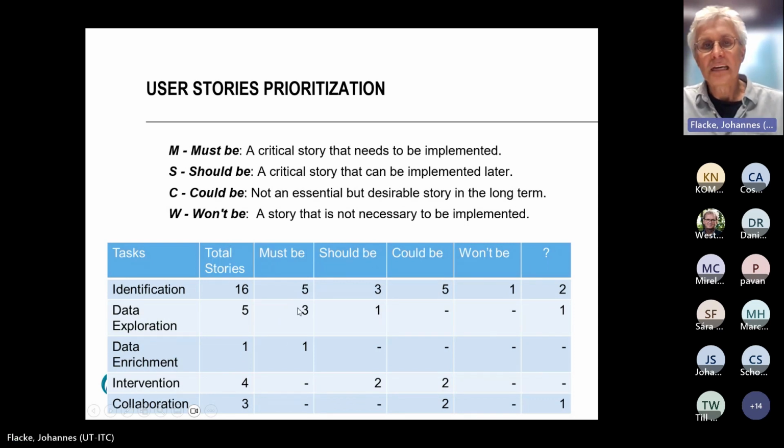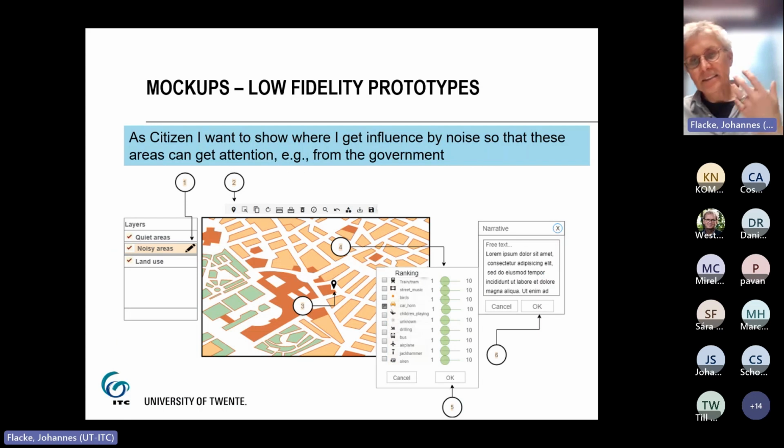And as you can see here, so from those total amount of 29 user stories, under identification, 5 were classified as must be. So it gives a priority for the developer which tools to start with, which are the most important features the tool is supposed to have. Next slide, next step then.